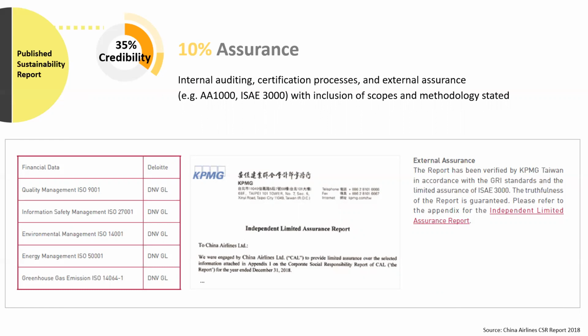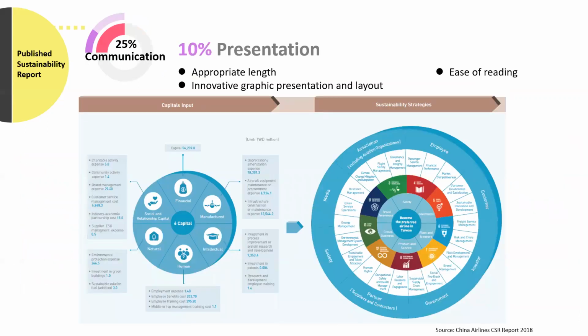Just bear in mind that the level of assurance doesn't affect the grade you're getting, but it's about whether you have done the assurance or not. So the next 25% will be on communication. 10 out of 25 will be on the presentation.